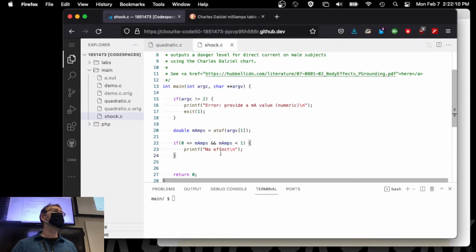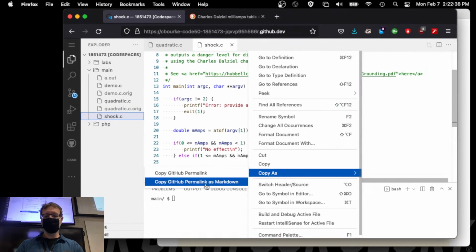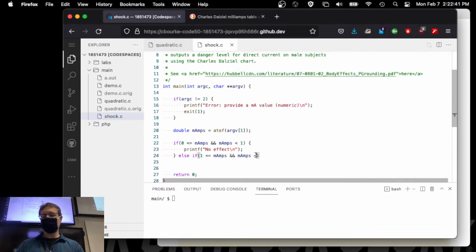So in this case, we'll go ahead and say that 1 is actually going to be a slight sensation. In that case, we don't want less than or equal to, because if it's less than or equal to, we hit that 1, and that's going to have no effect. So we want strictly less than. Else if mamps is between 1, so 1 is less than or equal to mamps, and mamps is less than, what was the other one? 5.2, oops, 5.2. Then we'll print out slight sensation. It's a slight buzzing sensation.